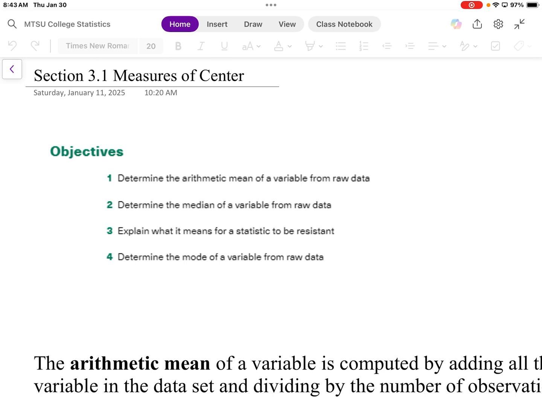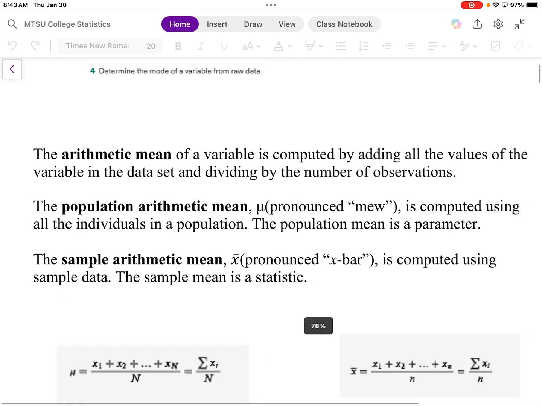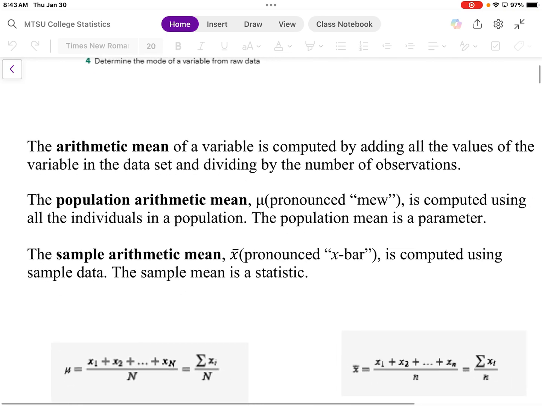to do. Our goals today are to determine the arithmetic mean of a variable from raw data, determine the median, and then also what it means to be statistically resistant, and then determine the mode of a variable from raw data. So some basic definitions as we go through: the arithmetic mean of a variable is computed by adding all the values of the variable in the data set and dividing by the number of observations.